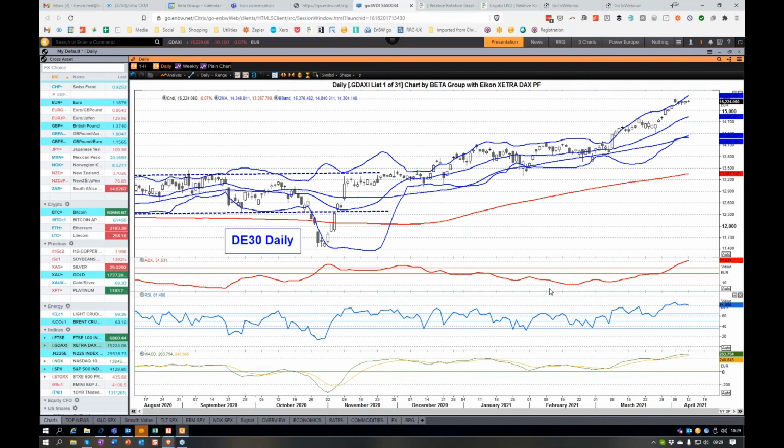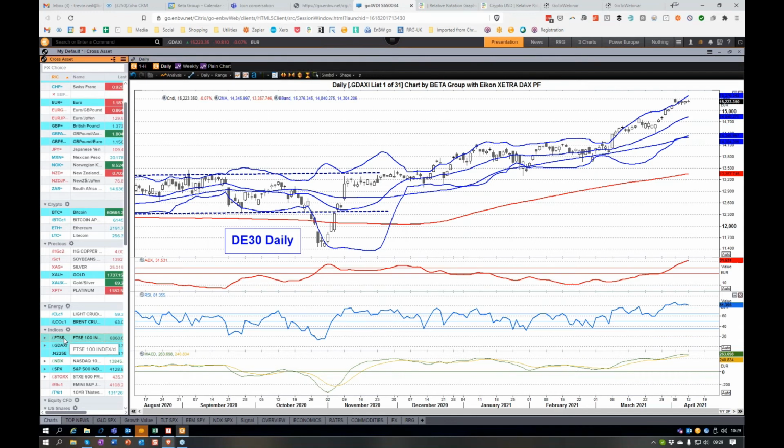The only problem with this is the advance has been so fast that if it has a correction, the support is quite weak, really all the way right back down to 14,100. Now I don't think we're going to get down there, but if it starts to drop and drop hard, there isn't much to stop it before there. So watch out on this, but it is looking best.